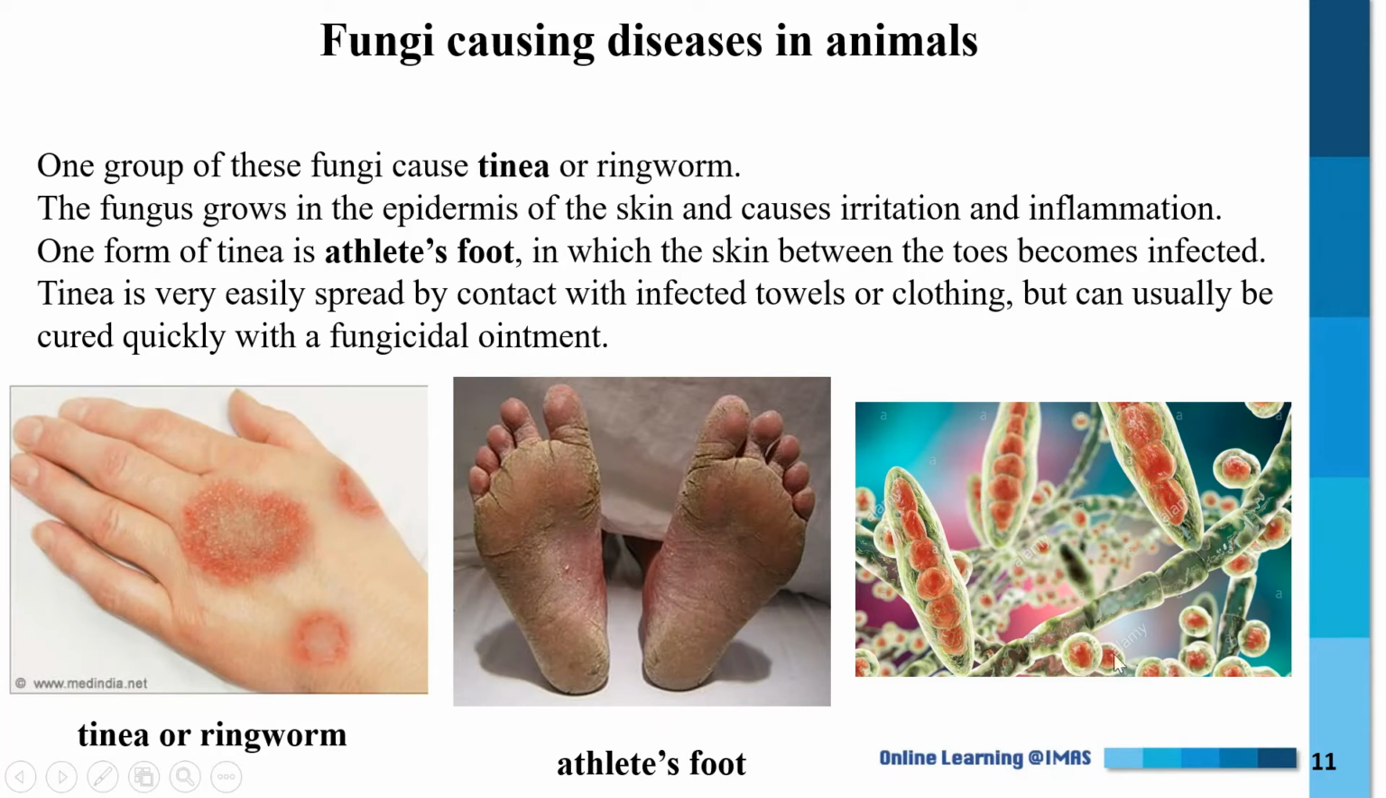You can see the picture of the fungus over here, and it can also affect the foot or the feet. So you can see what happened to the feet when you have this infection. This one we call athlete's foot. One form of tinea is athlete's foot, in which the skin between the toes becomes infected. This is actually a very advanced infection. Tinea is very easily spread by contact with an infected towel or clothing.